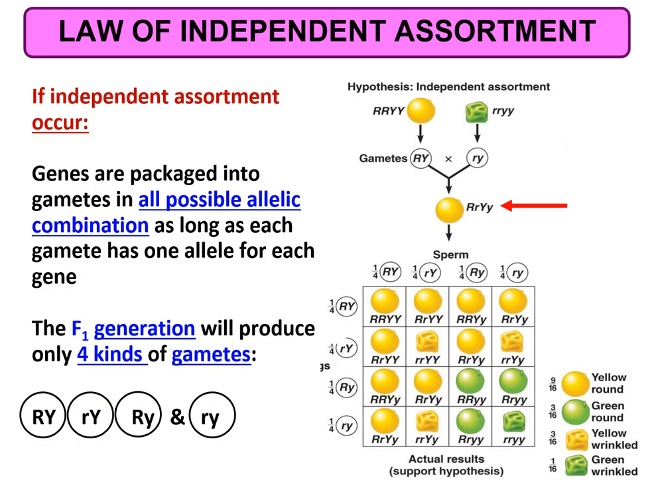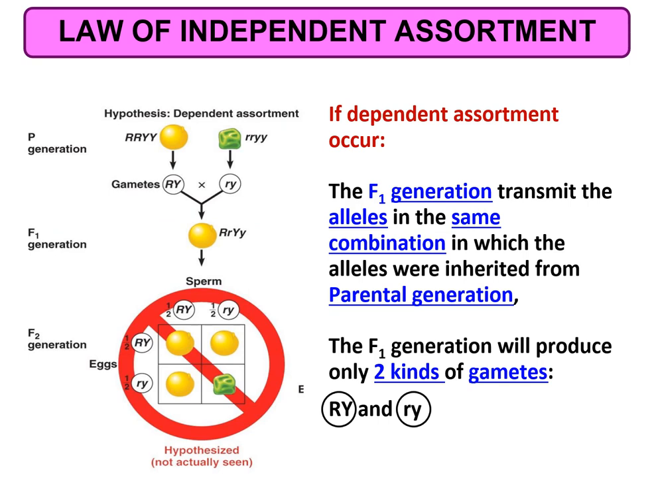Assorted independently, itu yang dikatakan assorted. Dia tersusun sama ada biru-biru, merah-merah atau biru-merah, merah-biru. Genes are packaged into gametes in all possible allelic combinations. The combination would be any combination, anything possible. Selagi ada kebarangkalian itu, it will be possible. If independent assortment occurs, the F1 generation will transmit alleles in the same combination in which the alleles were inherited from the parental generation.